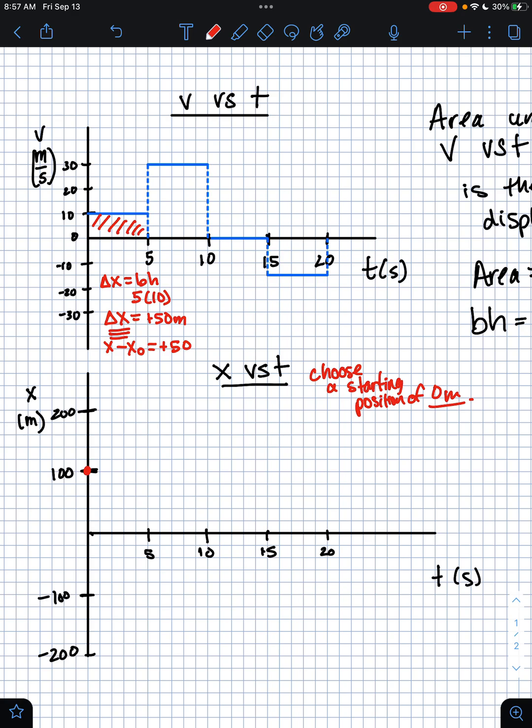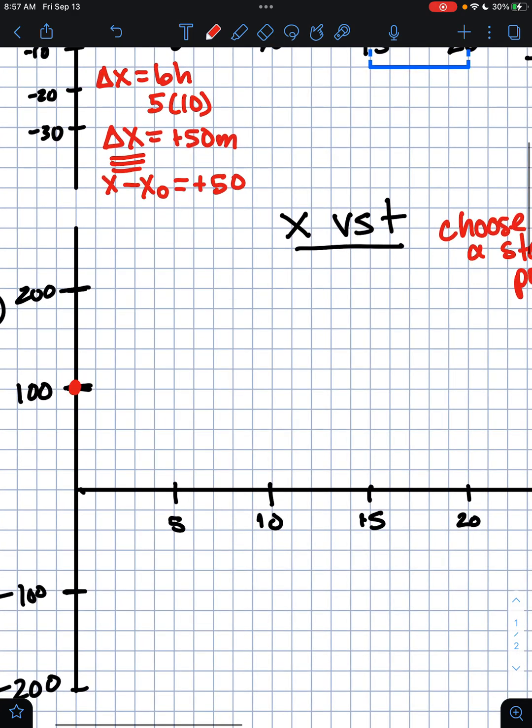So then to have a displacement of 50 means that if I started at 0, now I can say that my starting position is equal to 0, and I can solve for my final position. Final minus 0 has to equal positive 50, which means my final position has to equal positive 50. So again, 1, 2.5 boxes over at 5 seconds, because for the first 5 seconds, that's how far I traveled.